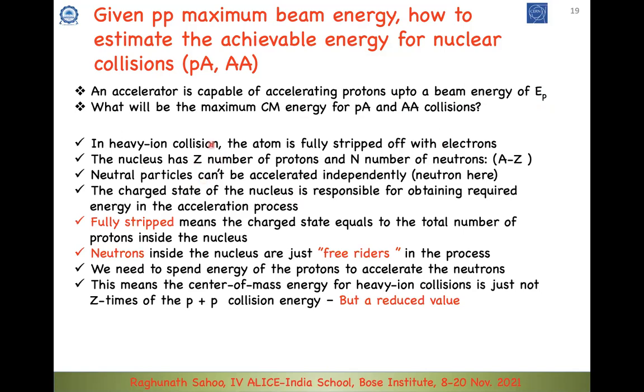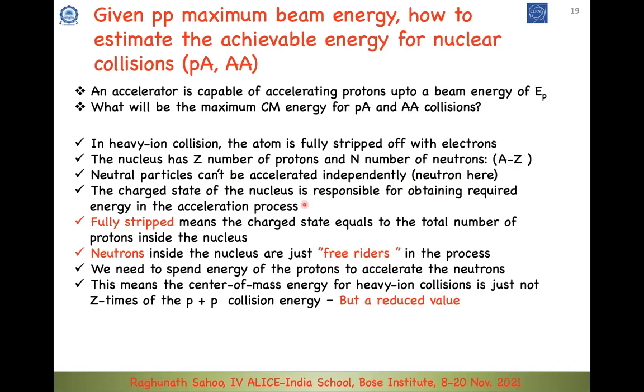In heavy ion collisions, the atom is fully stripped of electrons, right? Sequentially we go on stripping the electrons so that a higher charge state is available for acceleration. And higher charge state will help you in easier acceleration. Maybe you can see that in our accelerator class tomorrow or the day after. The nucleus has Z number of protons and N number of neutrons, and A minus Z is the number of neutrons. Neutral particles cannot be accelerated independently, and here it is the neutron.